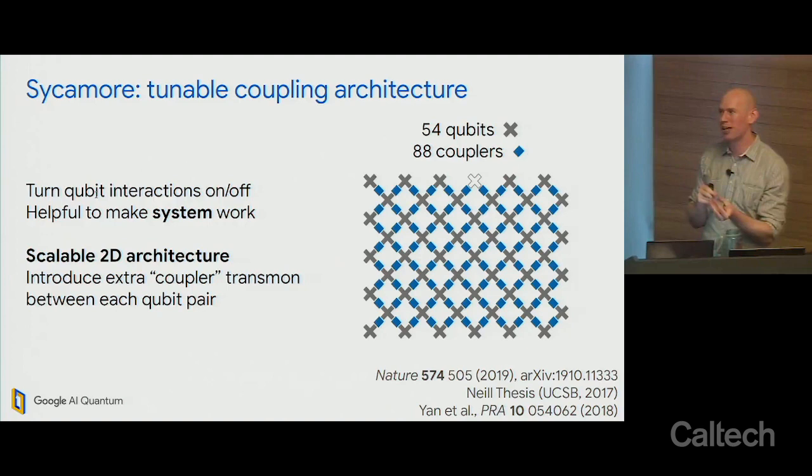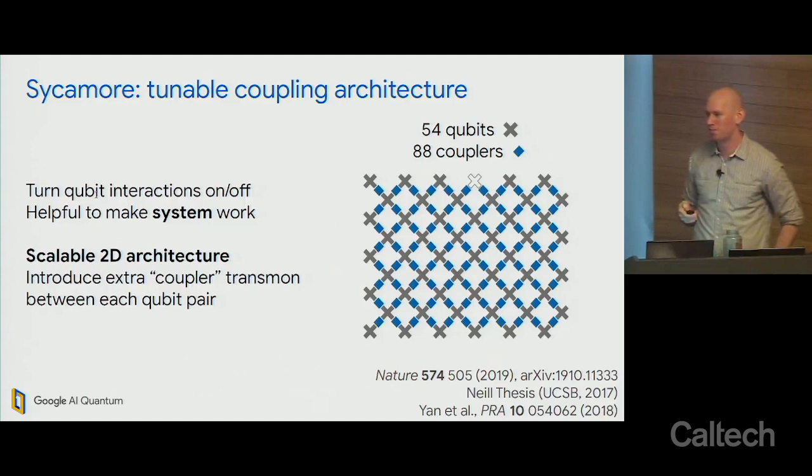And in particular, we made this work in a scalable two-dimensional architecture where we introduce an extra transmon in between each qubit. We call that a coupler. So in this device layout on the right, we have the 54 qubits. Each of those is a transmon. And then between each pair, there's an extra transmon, and there are 88 of those, and we call them couplers.